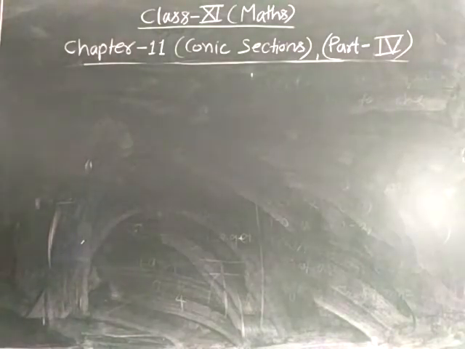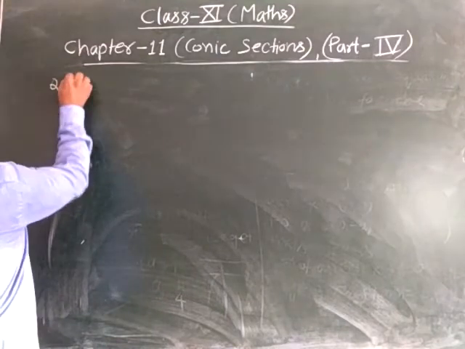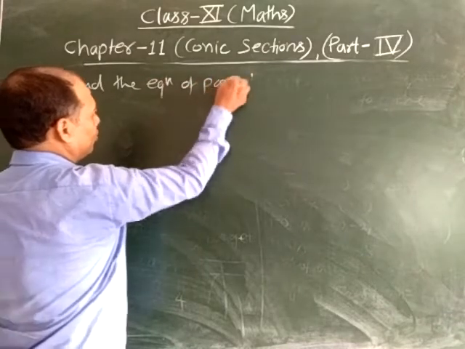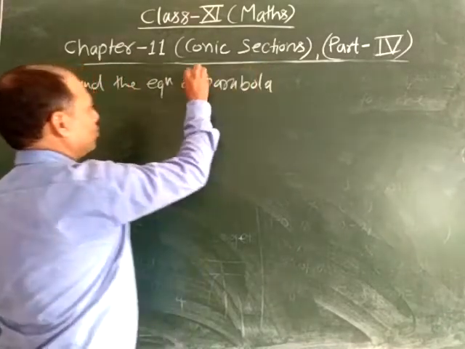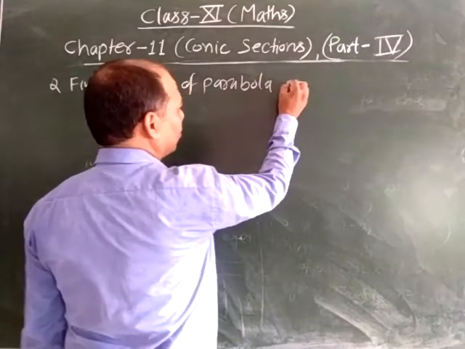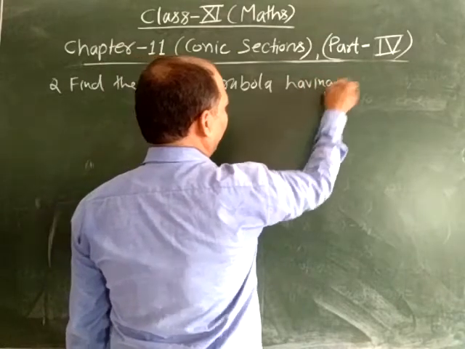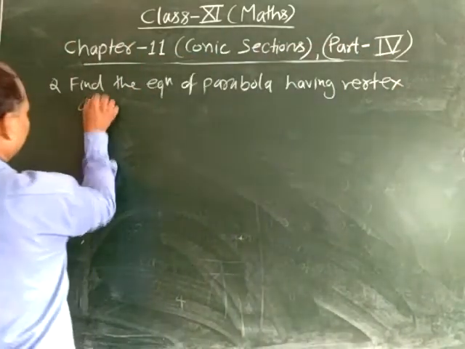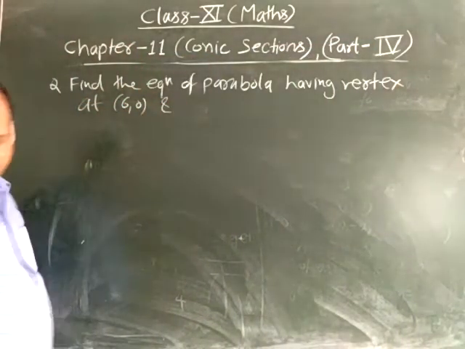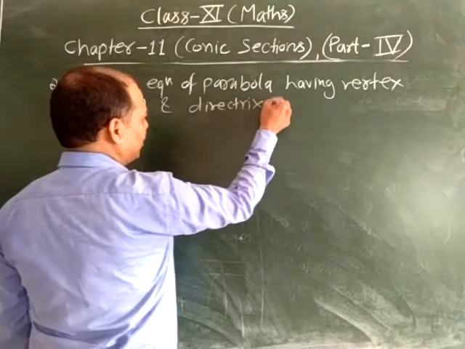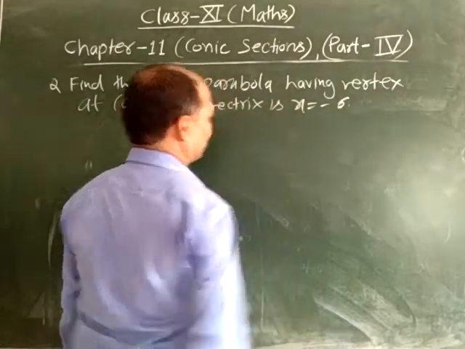Now let us take one more question. So students, the question is: find the equation of the parabola having vertex at the origin and focus at 6, 0, and directrix is x equal to minus 6.